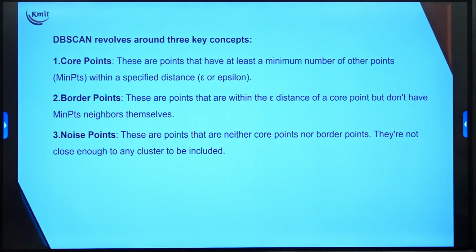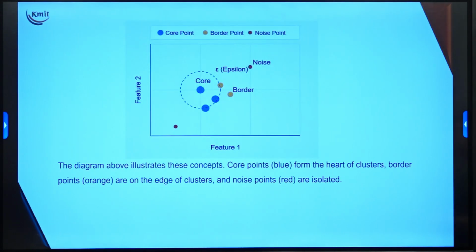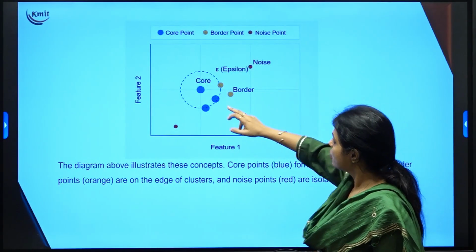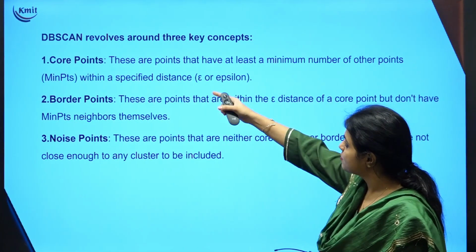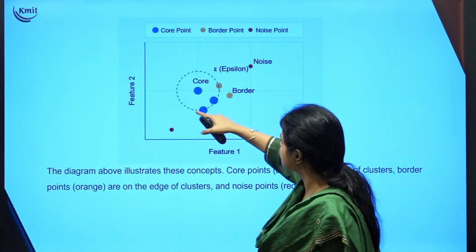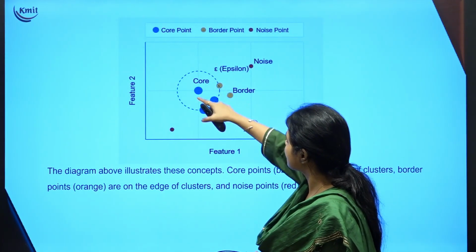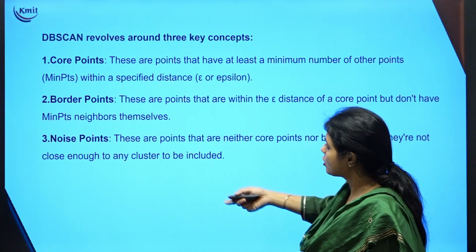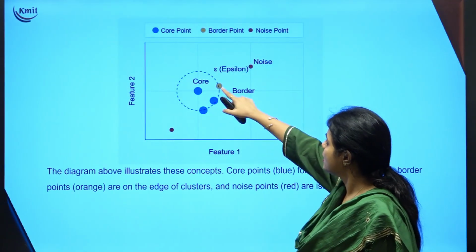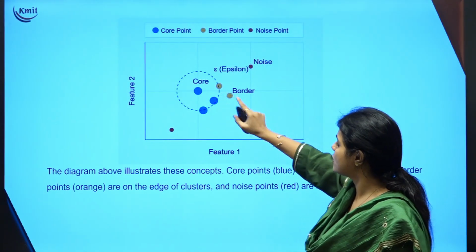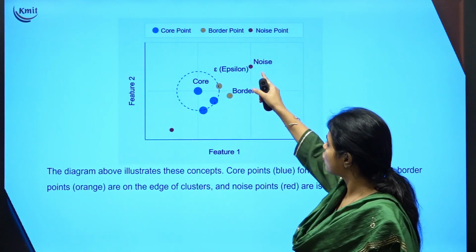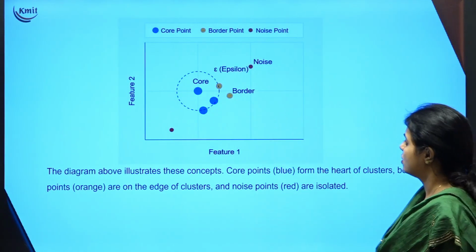Let's clearly see this: core points, border points, noise points. Look at the picture. The noise points are not within the cluster. Core points are the points that have a minimum number of other points within a specified distance. If this is the distance, the minimum number of points within this distance are the core points. Border points are within the epsilon distance of a core point but do not have the minimum quantity; whatever we have within that epsilon boundary, we call border points. The yellow ones are the border points, these are the core points, and the ones that are neither border nor core are your noise.